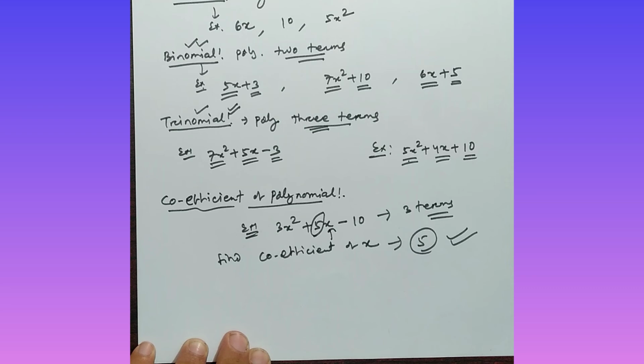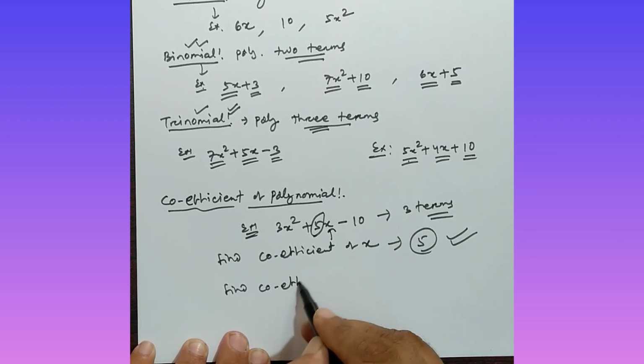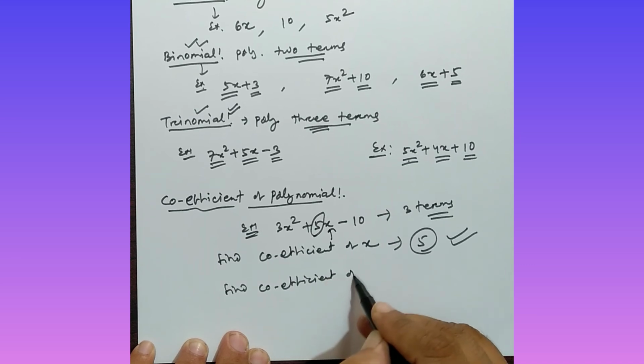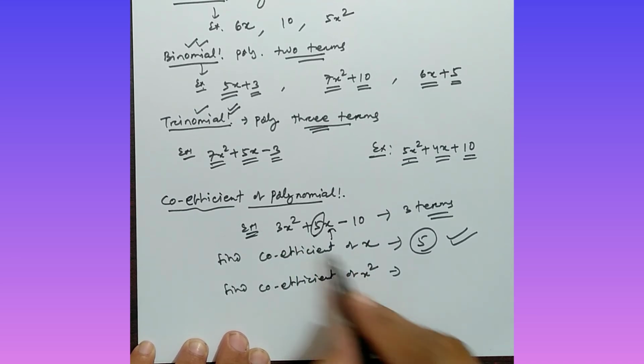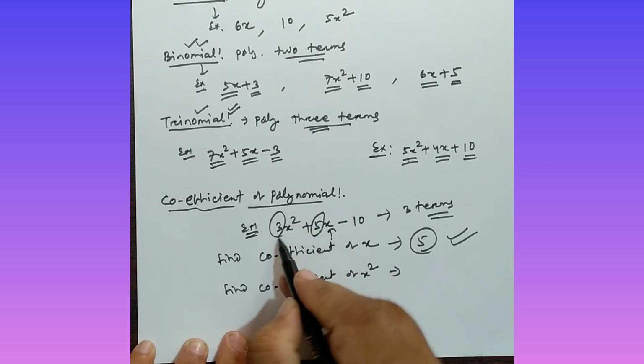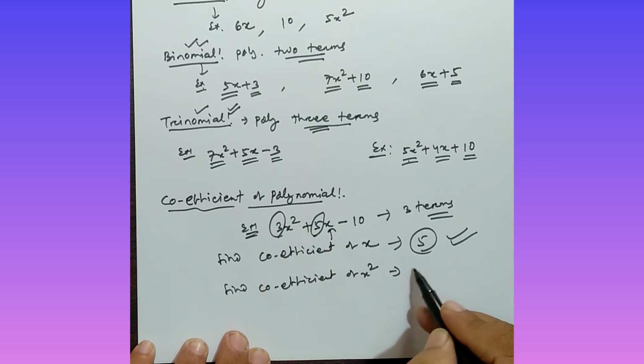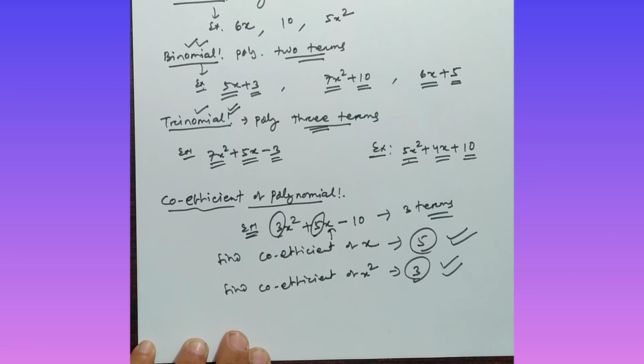Let's suppose it is asking to find the coefficient of x square. This is a polynomial in the variable x. The coefficient of x square is this constant value, which is 3. So 3 is your answer.